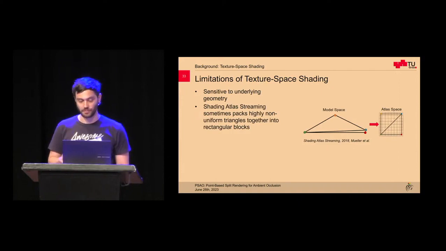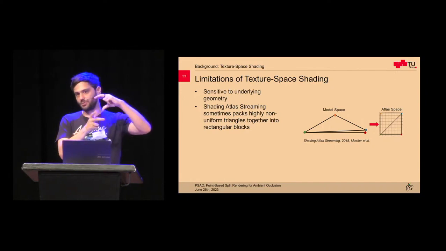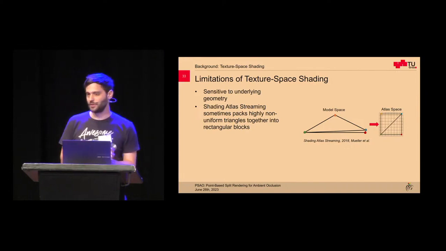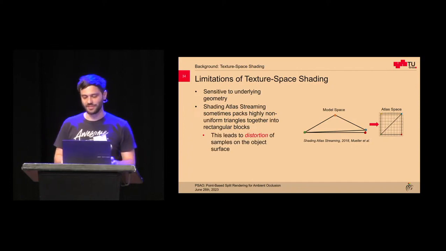And sometimes, for example, with shading atlas streaming, you pack these groups of two triangles each into rectangular blocks. And as the example here illustrates, if you have very non-uniform triangles, this will end up leading to distortion of samples on the object surface. So this is something we do not want, and it also includes expensive pre-processing passes, so it's a hassle to deal with.